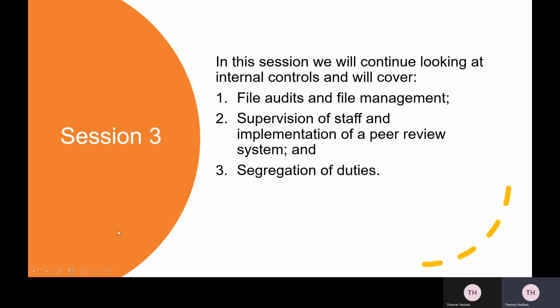So in today's session, we will look at file audits and file management, supervision of staff, implementation of a peer review system, and then also look at segregation of duties.